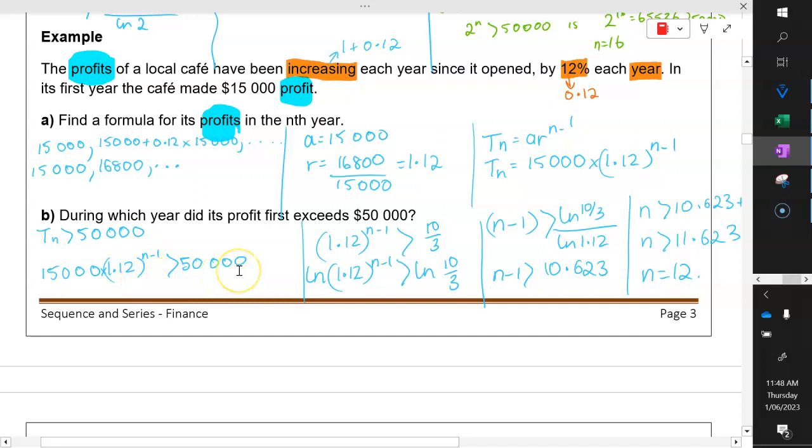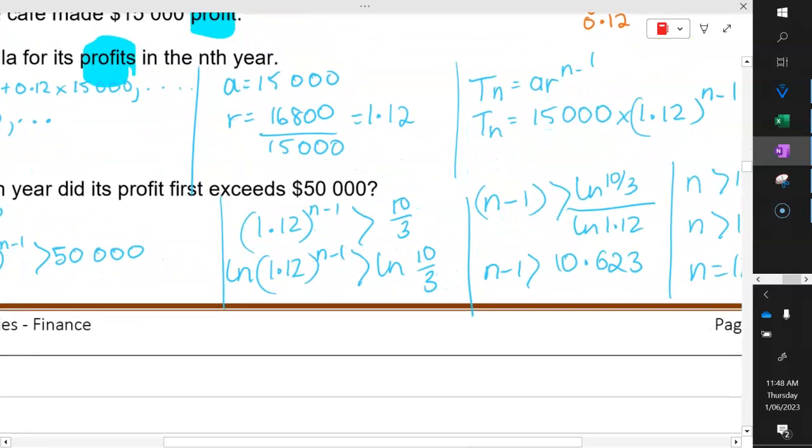So I've divided by 15,000, and I've neatened it up to this. I've left the fraction as a fraction instead of a decimal because it is a recurring 3.3 repeater, and we don't want to round. So let's leave it as 10 over 3. I've taken the log of both sides, and then what I've done is brought the n minus 1 down. I've done it in one step and then divided by the log of 1.12.